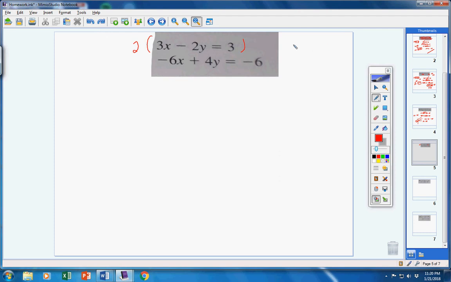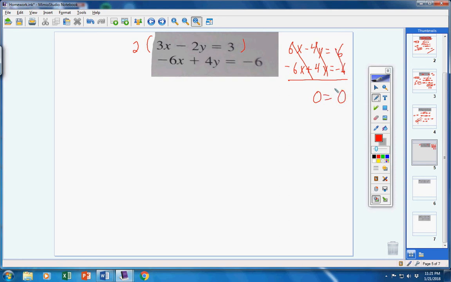So here we go. 2 times 3, 6x. 2 times negative 2, negative 4y. 2 times 3, positive 6. And your bottom equation stays the same. Negative 6x plus 4y equals negative 6. So we add, cancels, cancels, cancels.